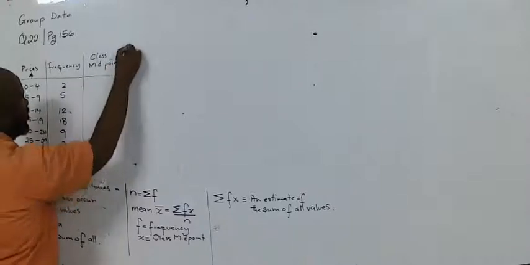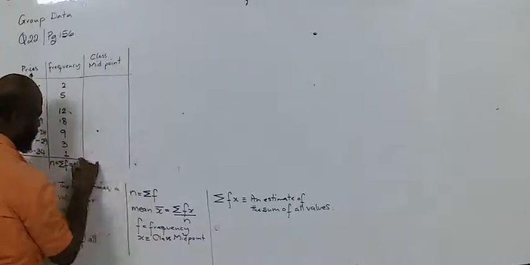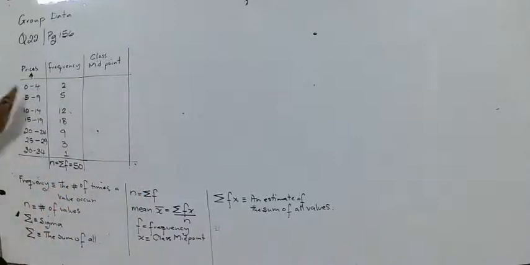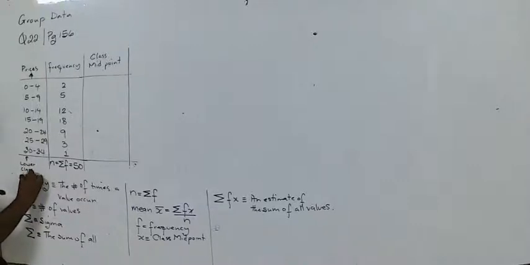Before we get into it, I just want to tell you something. Each of these is a class. The first value is called the lower class limit, and the second value is called the upper class limit. The lower class limit and the upper class limit. Are you with me?